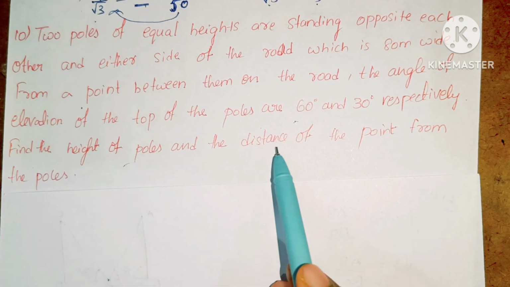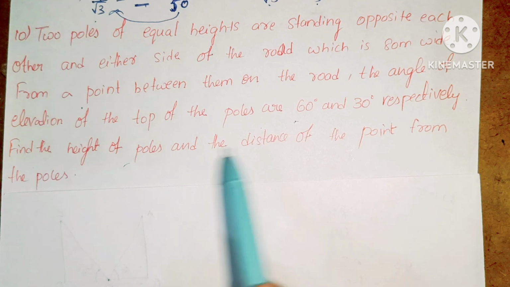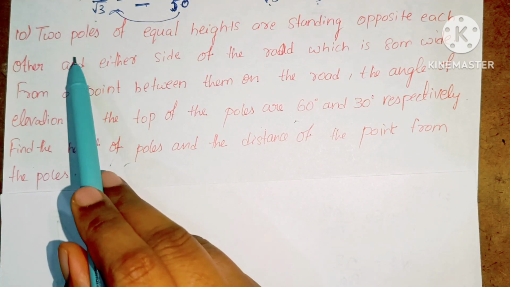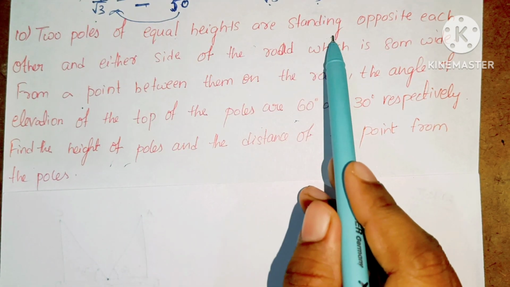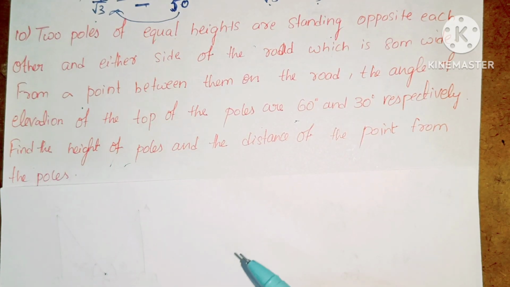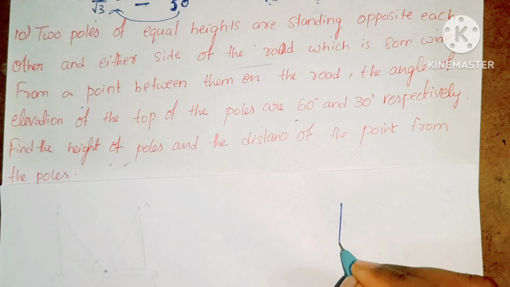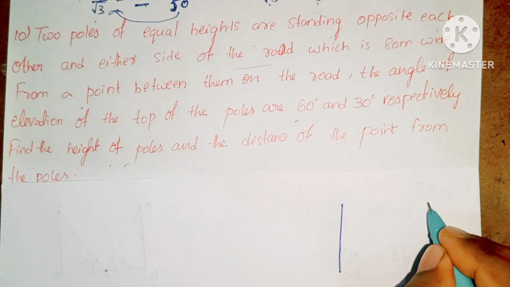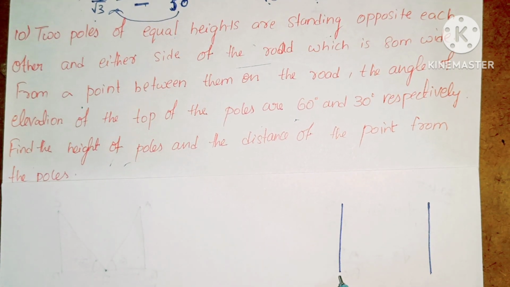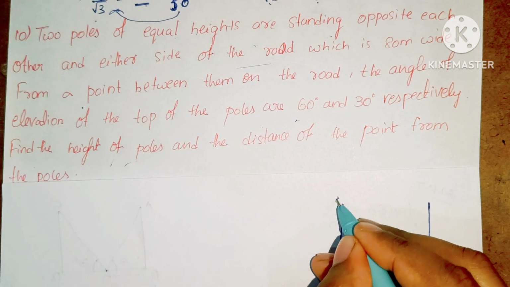Find the height of the poles and the distance of the point from the poles. So first, what he said: two poles of equal heights are standing opposite to each other on either side of the road. So I draw two poles which are of equal height.